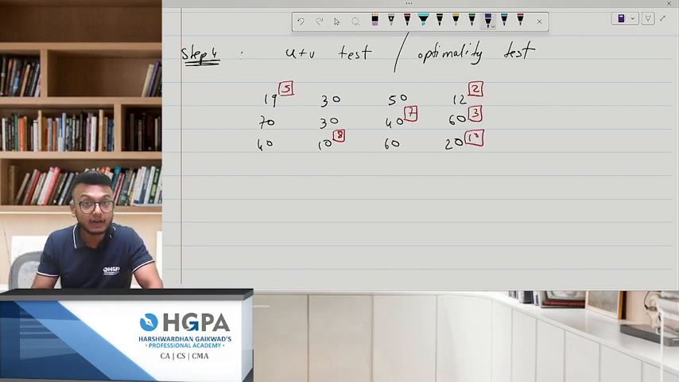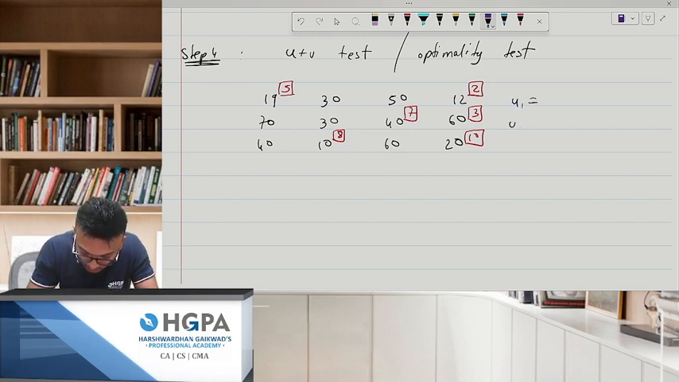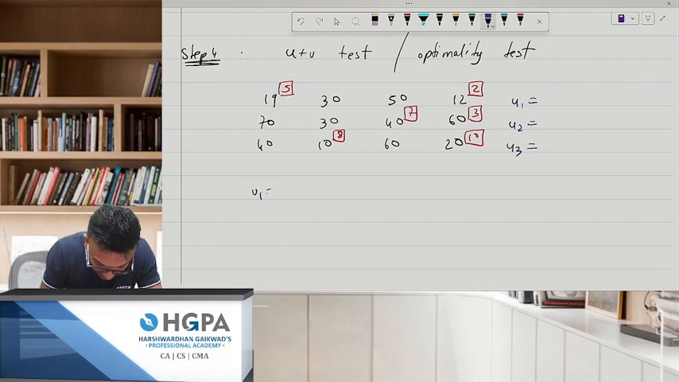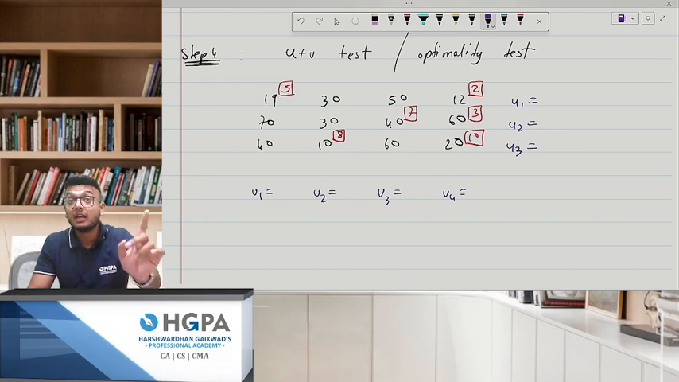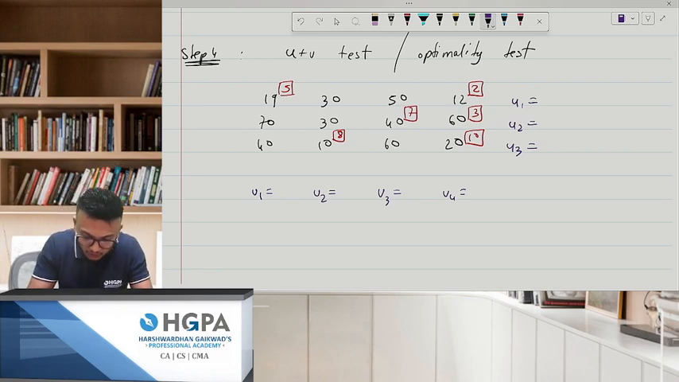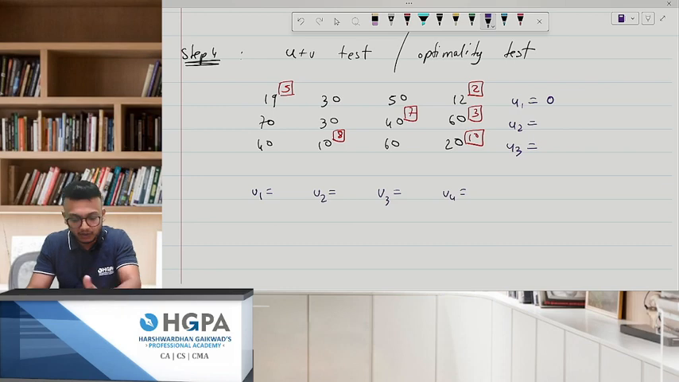Chalo. Now we have to start doing what? U plus V. See, U1 is equal to, U2 is equal to, U3 is equal to, V1 is equal to, V2 is equal to, V3 is equal to, V4 is equal to. Depending on the requirements, you have to write U1 and V1. Now, we have to fill up the gaps of U1 and V1 or V2, V3. But you have to start with some number, right? You always start with 0. You need one number.